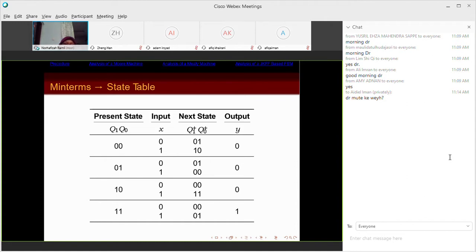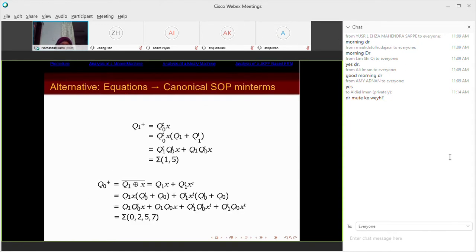Remember, your state table consists of your present state, input, next state, output. So the equation for Q1 plus and Q0 plus is already done. So try to recall again. Your Q1 plus is equal to, who remembers? X Q0 exclusive NOR with Q0 bar, right? And the whole thing barred. Whereas Q0 plus just now is equal to X Q1 bar, is it? Q0 bar X and Q1 exclusive OR with X bar, right?